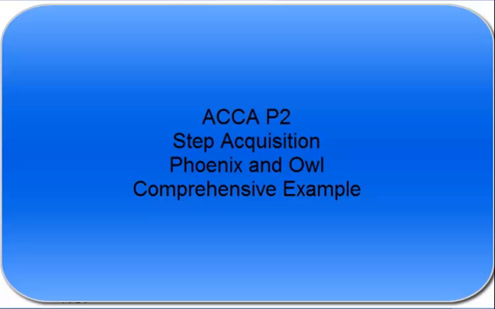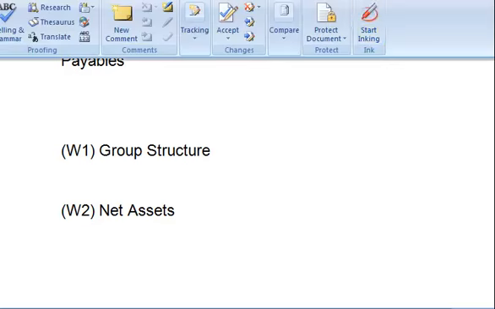So as far as this question is concerned, it's quite a complicated group structure in the sense that we've got these two companies, Phoenix and Owl. So the first thing that I'm going to do is our group structure. So we've got Phoenix and Owl, and Phoenix originally bought 10%.